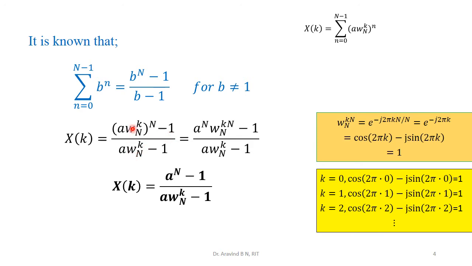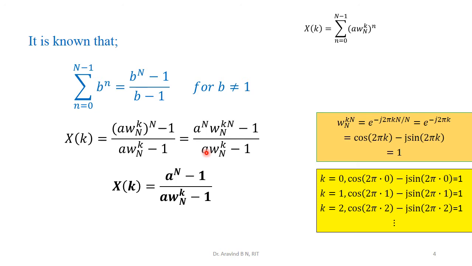In the denominator, b is a omega N to the power of k, so we have a omega N to the power of k minus 1. The power N we can take inside for further simplification: a to the power of capital N omega N to the power of kN minus 1, divided by the same denominator, which is retained as it is.